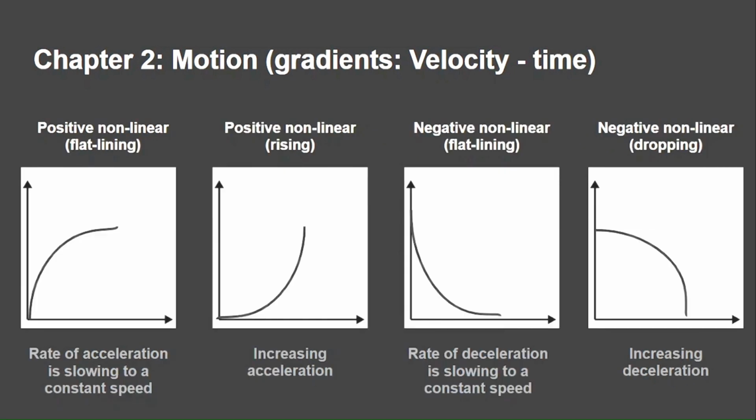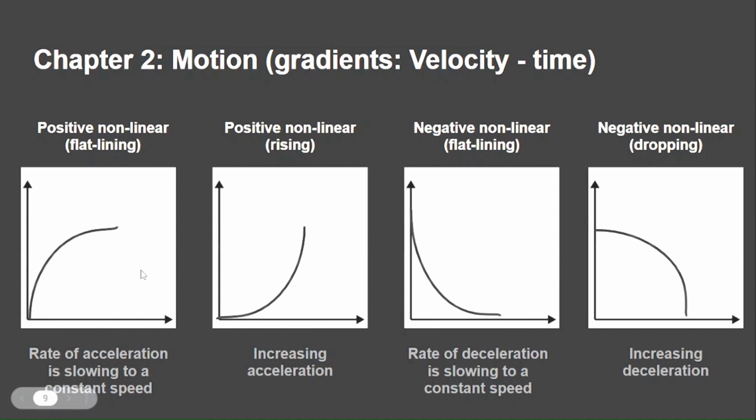And now if you look at the curves of the nonlinear cases, positive nonlinear. Positive means, again, the object is accelerating, but nonlinear means that the rate of change of acceleration is not constant. And then we know that flatlining, so when we look at a velocity time graph, a flat line or a no gradient line means that we've got constant velocity. So what is happening in this scenario is that the rate of acceleration is slowing and the object is reaching a constant speed.